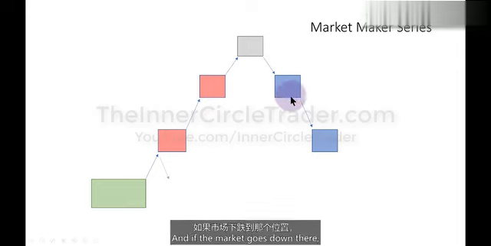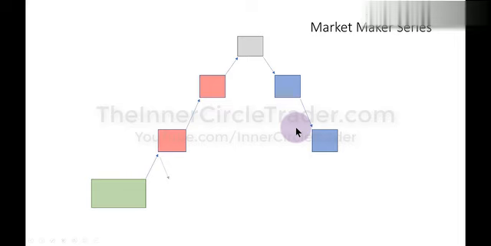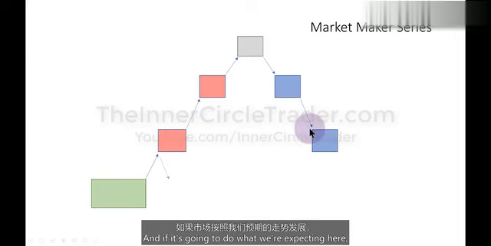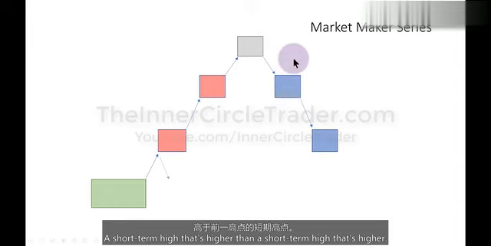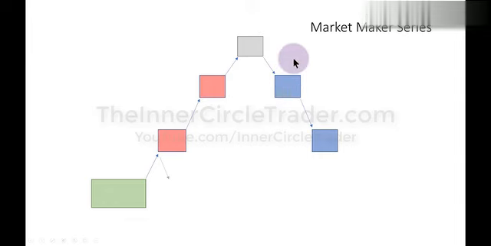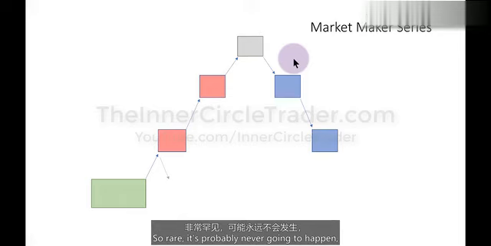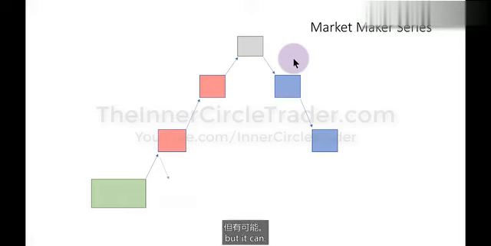And if the market goes down there, it could take you right into the market short. And if it's going to do what we're expecting here, it probably isn't going to make a short-term high that's higher, and then a short-term high that's higher. That's unlikely. Can it happen? Yes. So rare, it's probably never going to happen, but it can.